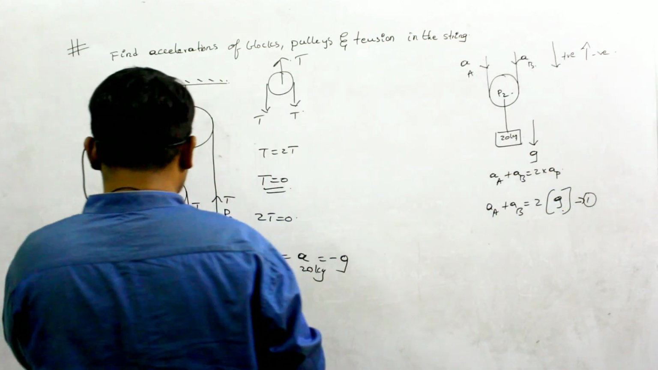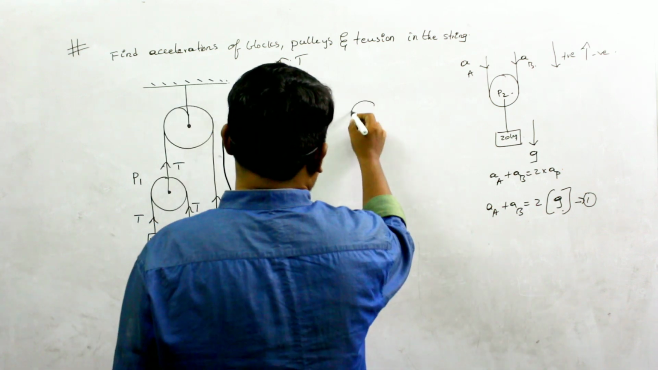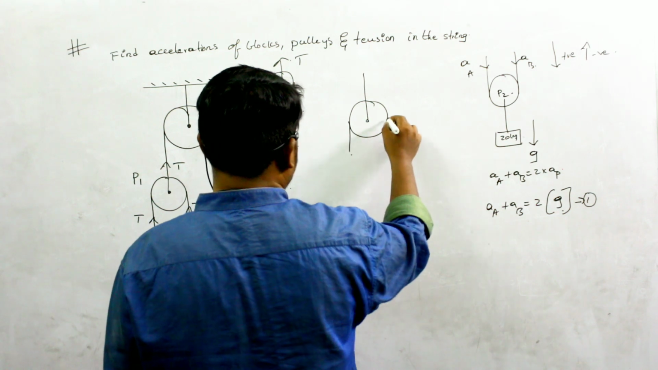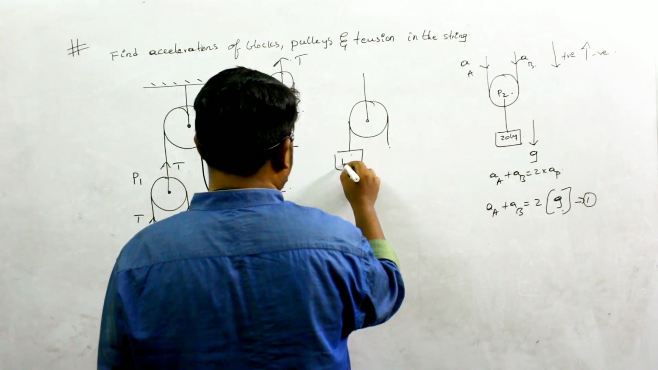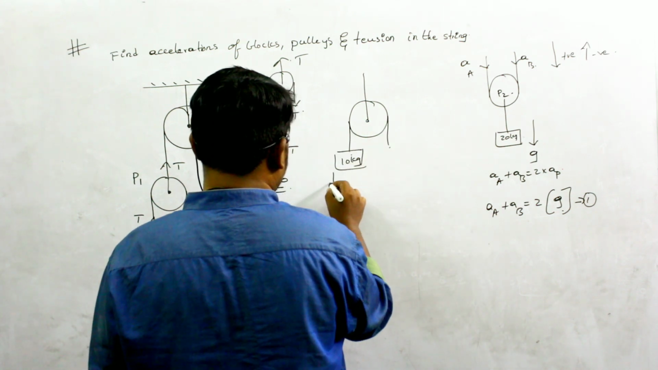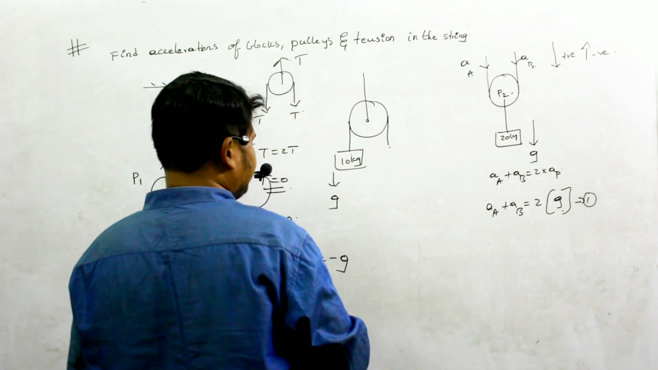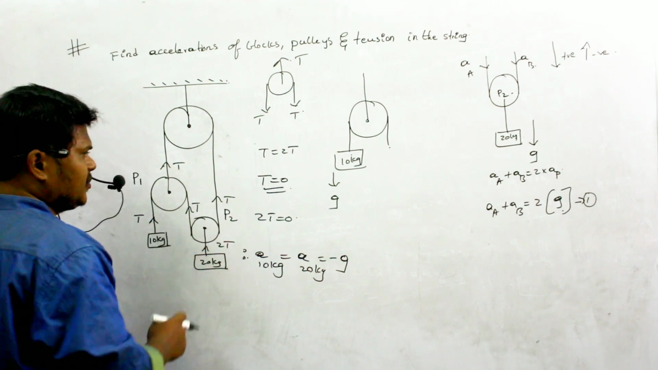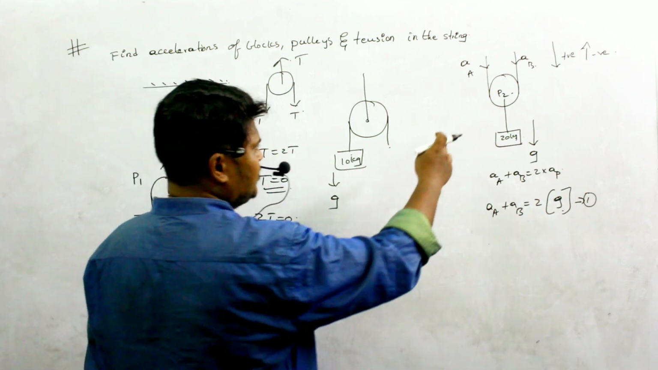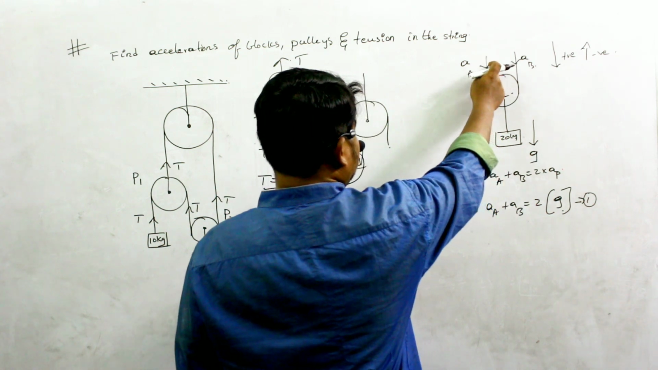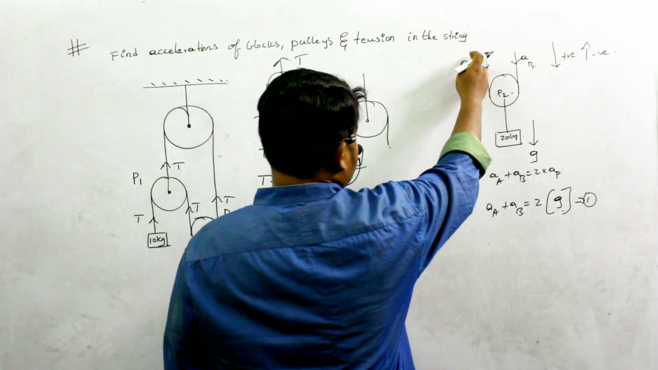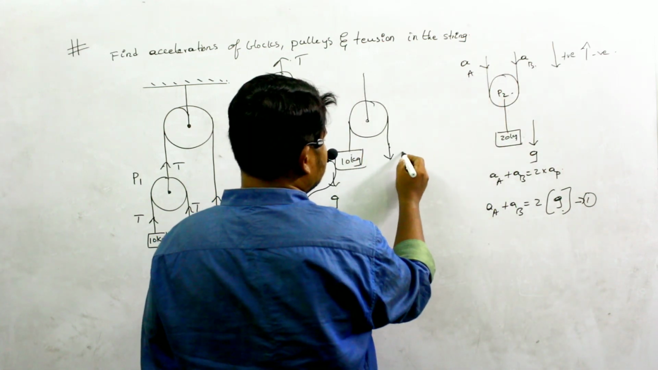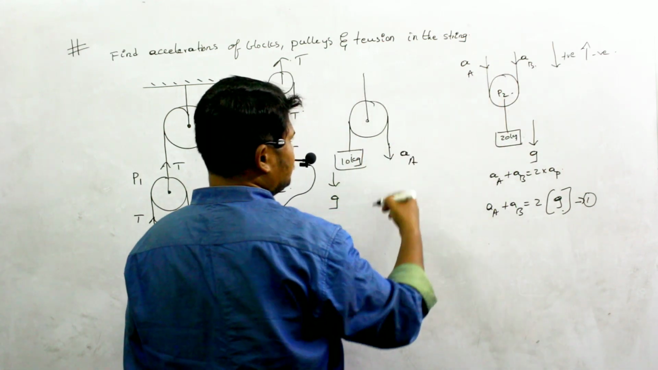Now I will consider this pulley P1 here. So on the pulley P1, these are the different strings which are attached. Here there is a 10 kg block which is coming down with an acceleration of g. Now if we see here, this rope is attached to both the pulleys, pulley P1 and pulley P2. So we are discussing this rope which is attached to this pulley as well as this pulley. So if the acceleration is a_A and it is coming down, then here also the acceleration should be a_A and it should be coming down.